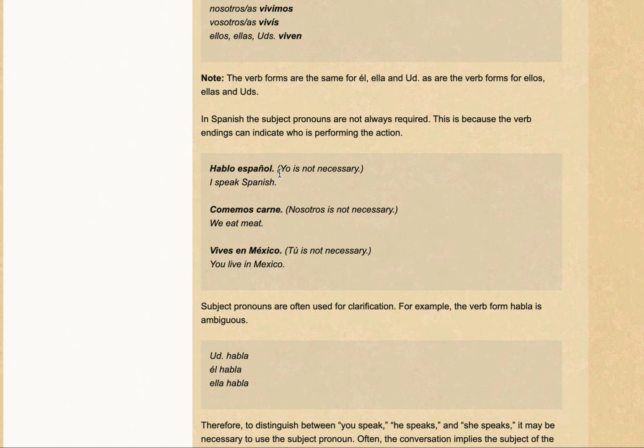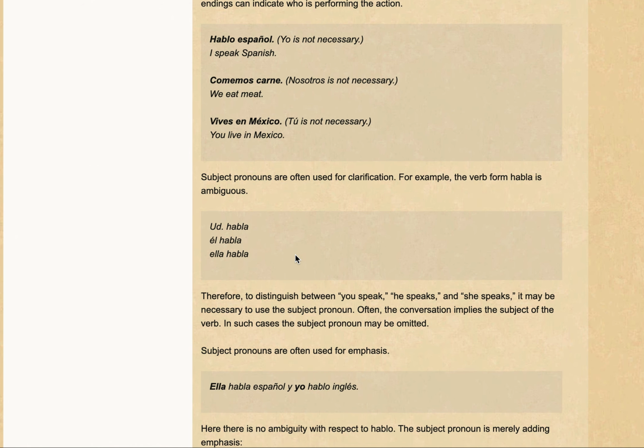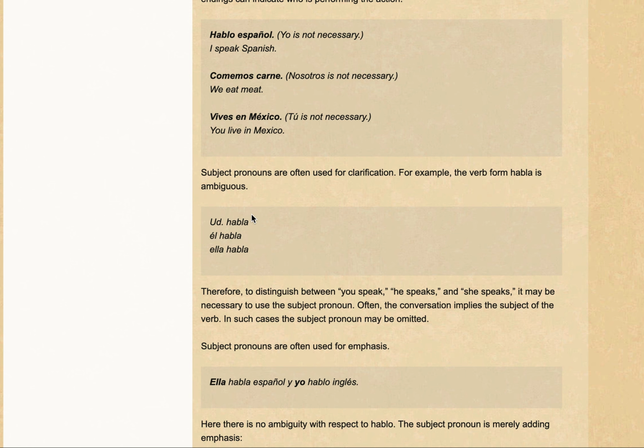So, hablo español. Hablo means yo hablo. Hablo español. I speak Spanish. Yo is not necessary. Comemos. Bebemos. Nosotros is not necessary. We eat meat. Comemos carne. Bebes en donde bebes. Tú is not necessary. You live in Mexico. Alright, so that's what we saw yesterday.